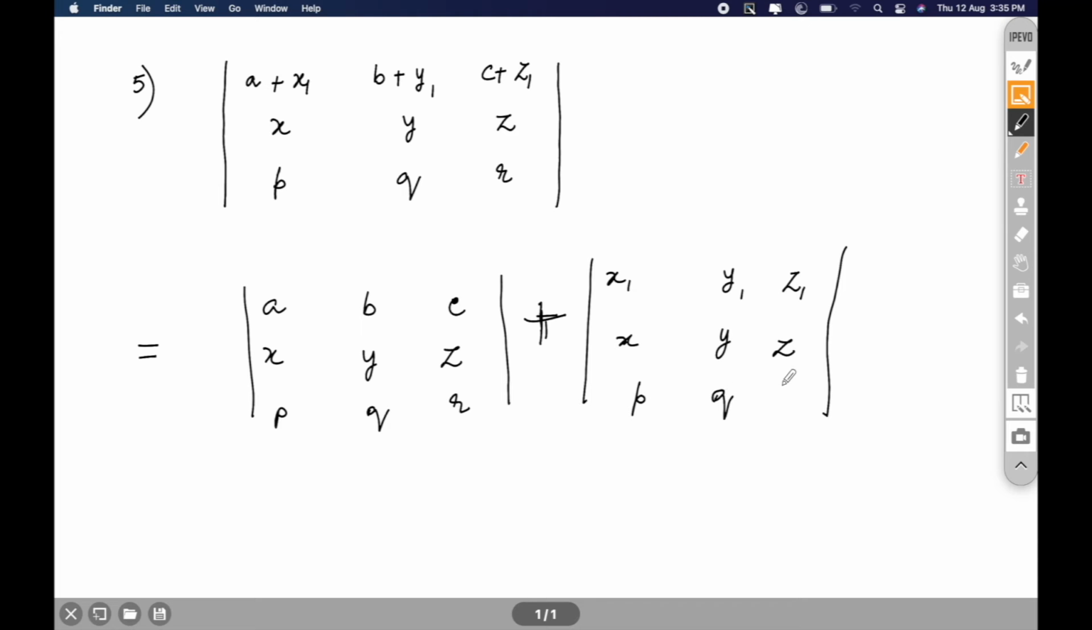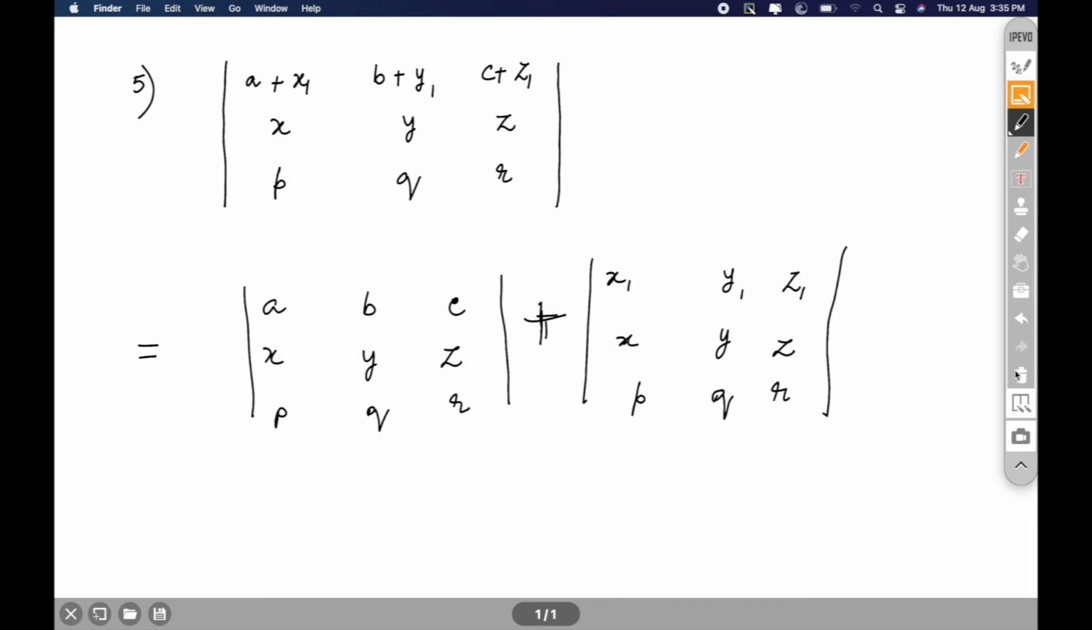Now this is applicable only when we are splitting a single row. If all the elements of this determinant are expressed as the sum of two elements or two terms, we can never split up all the elements into two determinants at a time. We shall only split up one particular row, and a single determinant will split up into two determinants in this way. So this is the fifth property.